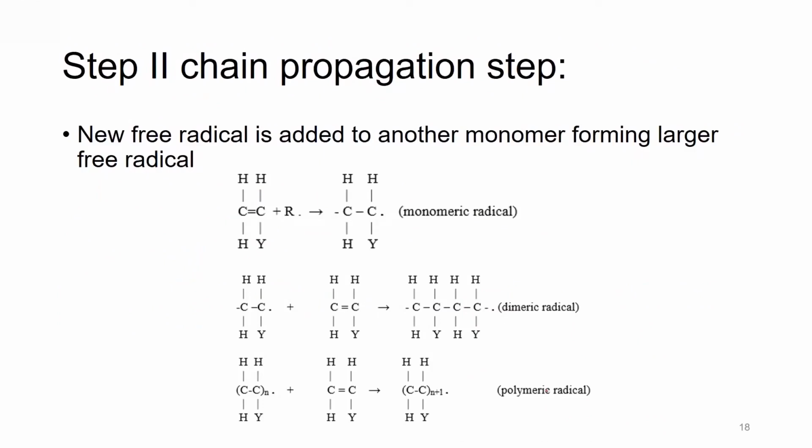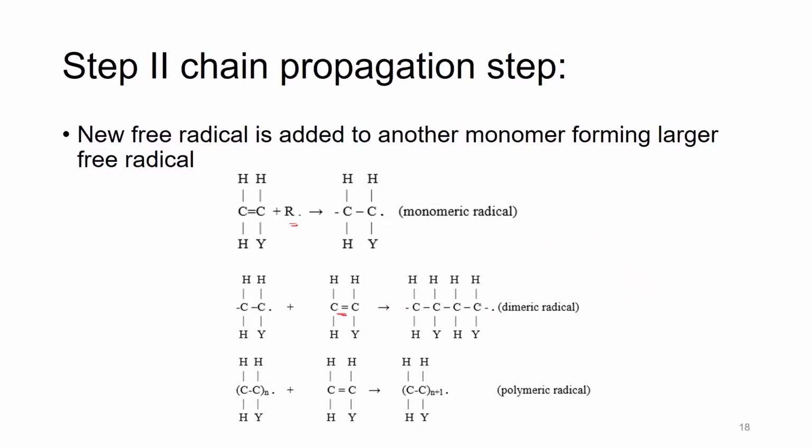Now, the chain propagation step. Usually what happens, you have these free radicals that will attack your double bond, your monomer, and will form a longer chain. So first step, this radical would attack the first monomer to form a monomeric radical. Those monomeric radicals further attack another double bond to form a dimeric radical.